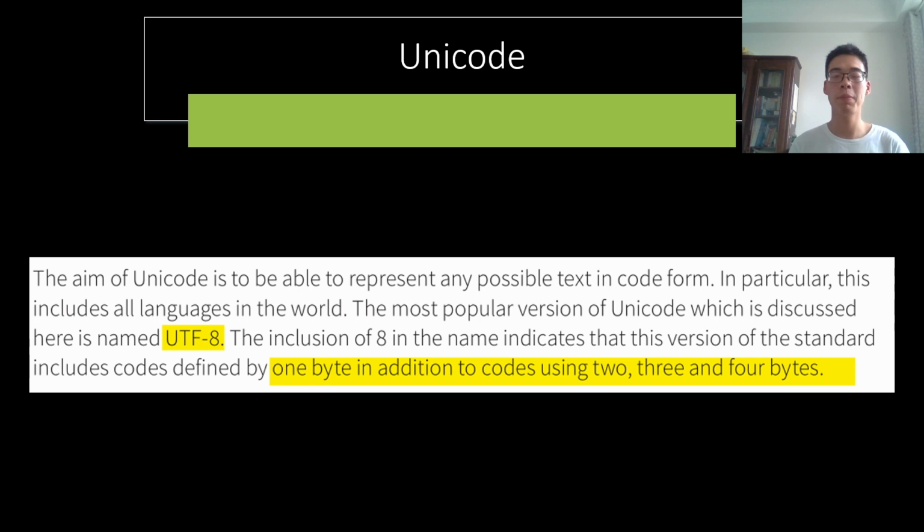The most popular version of Unicode, which is discussed here, is named UTF-8. The inclusion of 8 in the name indicates that this version of the standard includes a code defined by 1 byte, in addition to codes using 2, 3, and 4 bytes. We will see how in a second.